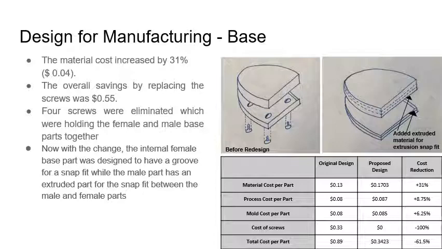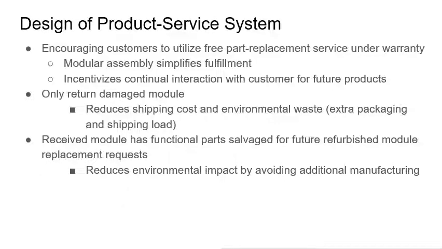by 61.5%. For the design of product service system, our product is modularized, so we are encouraging users to utilize a free part replacement service while the product is under warranty. This will also incentivize continual interaction with customers and allow us to make potential future product offers. We plan to offer free return shipping within warranty of either platform base, platform handle, or the variant kettle body. Since they won't be returning the full assembly, the smaller weights of just the damaged module reduces shipping costs for us, as well as environmental waste for packaging and increased fossil fuel emission that we'd see with heavier transport loads.